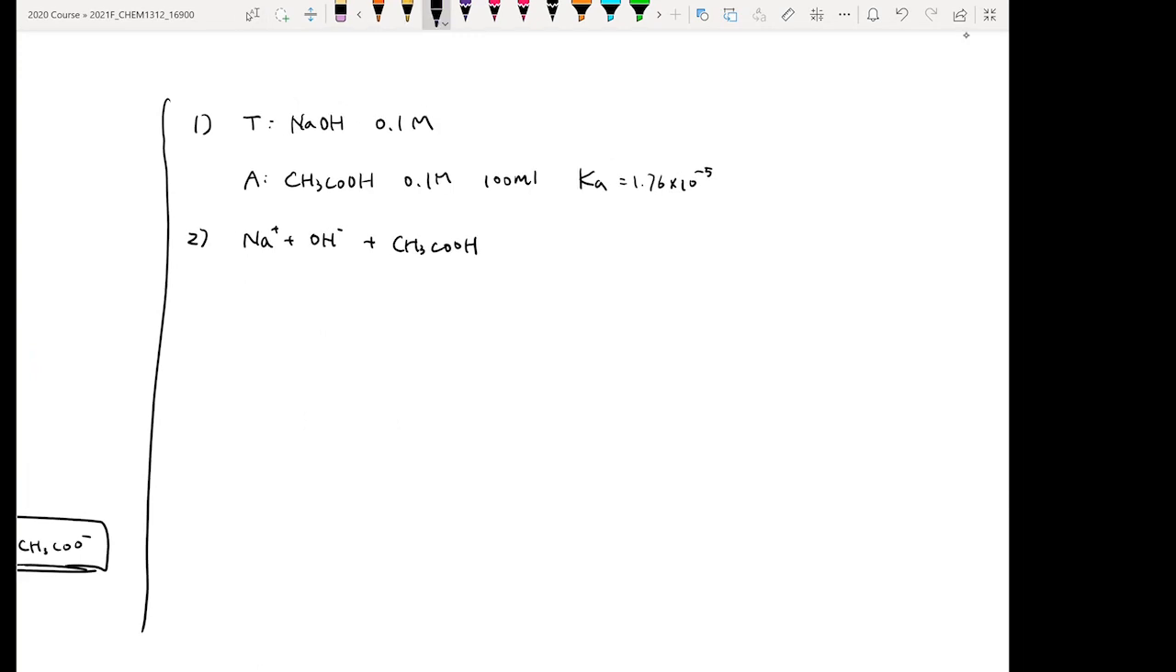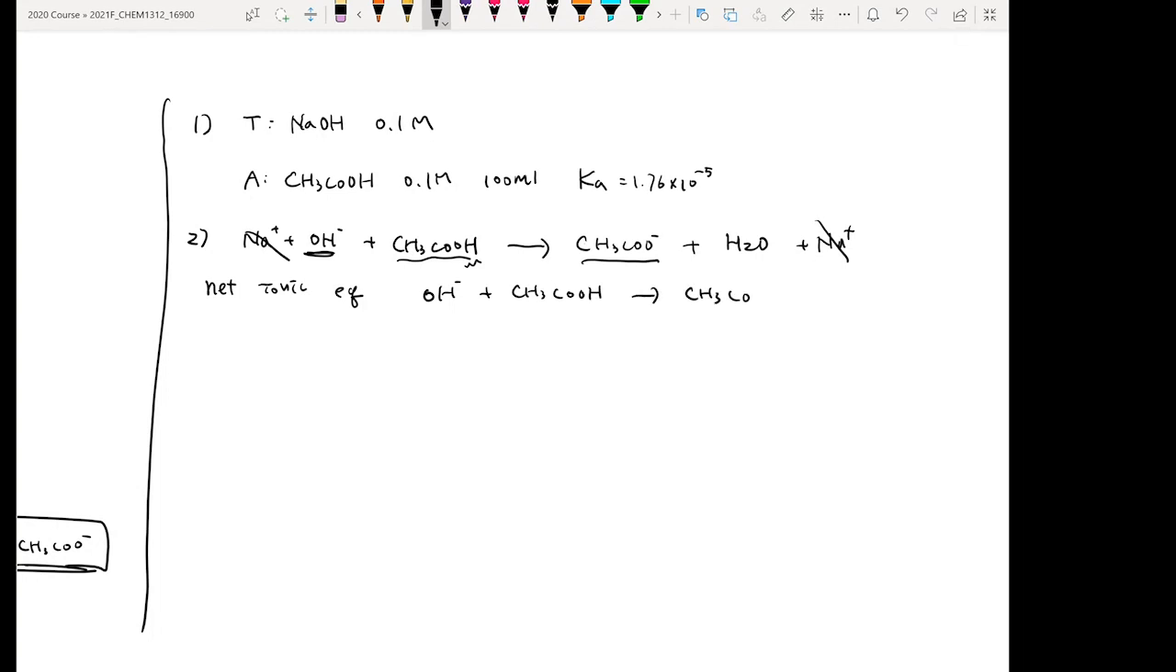Once these two interact, the base is going to interact with your weak acid, so that you're going to have CH3COO minus. You're going to produce its conjugate base and H2O. Inside your solution, you still have sodium plus remaining. So that's the complete ionic equation. But the most useful one is the net ionic equation, where sodium cancels out. All you have is OH minus plus CH3COOH giving you CH3COO minus and H2O.